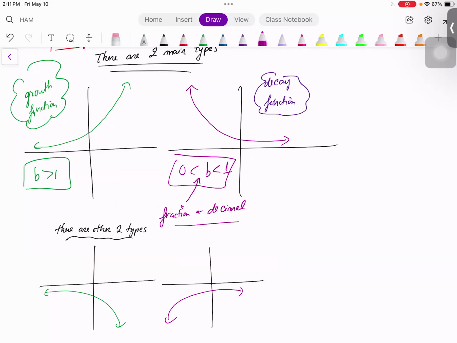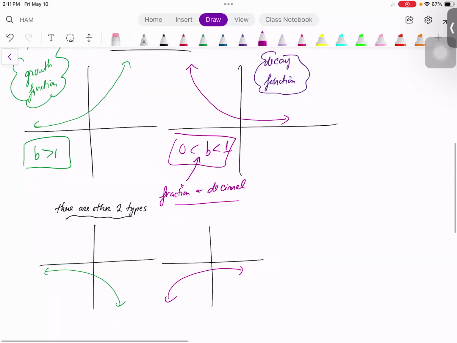Who said that? Okay, Ramon, what do you say? You just flip it. Yeah, did you see that? This graph right here, if you flip it over the axis, you get this one. Very good. Let's give Ramon 1 point. So this one you just flip from the growth function. Flip over the x-axis.